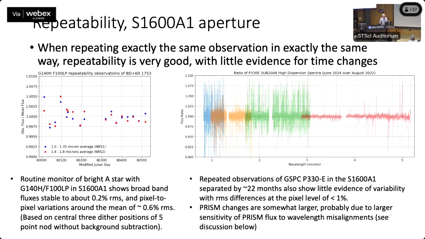An example on the right is one of the stars we observe intensively every cycle, the G star P3030E. This is simply taking the extracted spectrum from cycle 2 and dividing by the same thing from cycle 1, again doing the same tricks with the background and the dither positions, and ignoring the background here for the moment. As you can see, the systematics are far less than 1%, and there's no real time change that we want to believe. So that's very good.